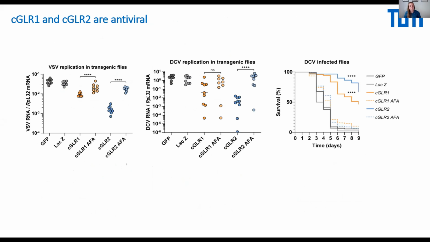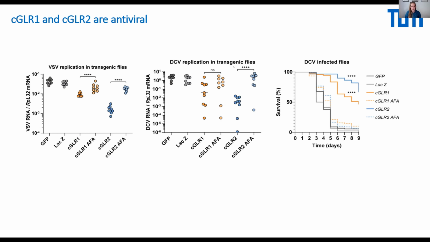So the transgenic flies were then infected with viruses. Here you can see that when you take the viral replication of BSV and PCV, for CDLR1 and 2, you get a reduction in the viral replication for both of them, which is then abolished when you take out the assumed enzymatic activity of the catalytic site in the enzyme.